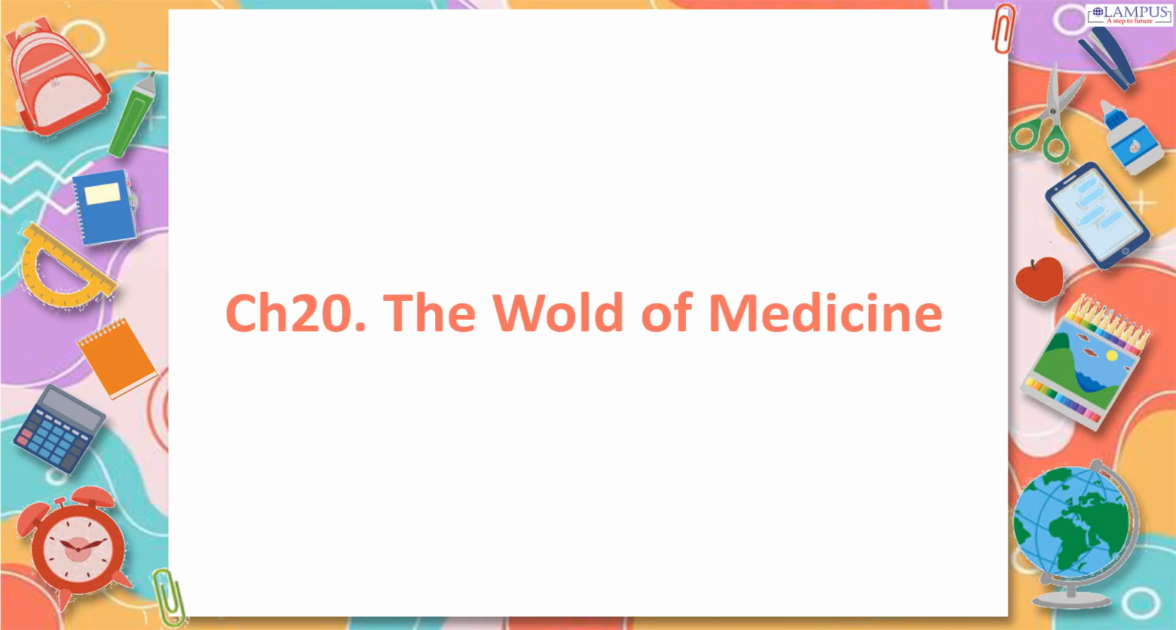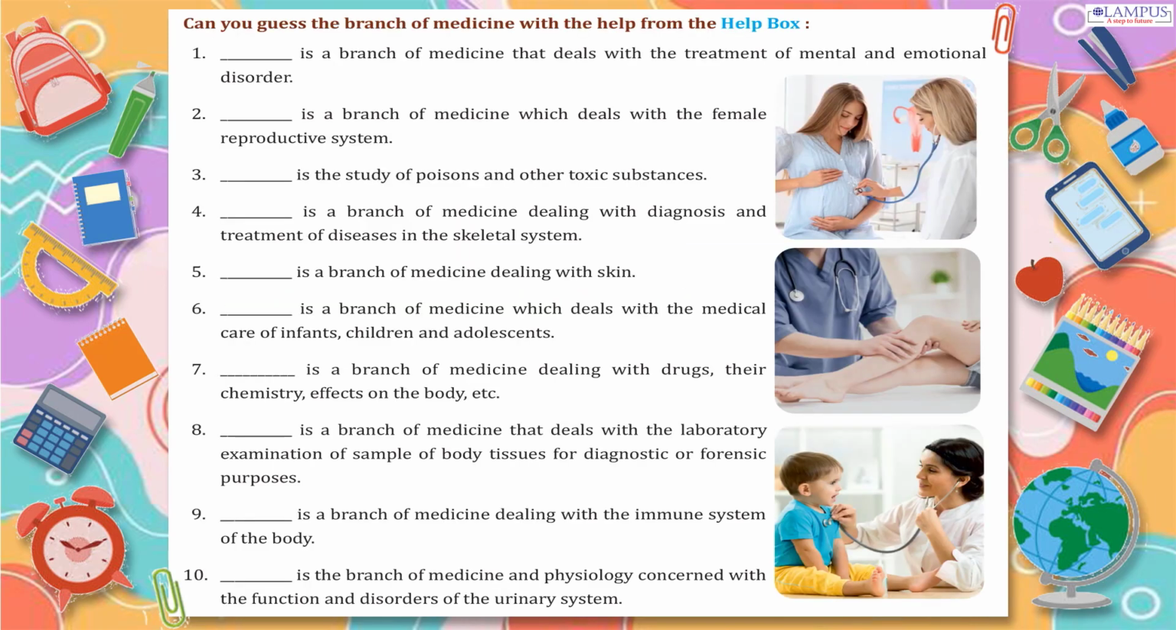Chapter 20. The World of Medicine. Can you guess the branch of medicine with the help from the help box? 1. Is a branch of medicine that deals with the treatment of mental and emotional disorder. 2. Is a branch of medicine which deals with the female reproductive system.